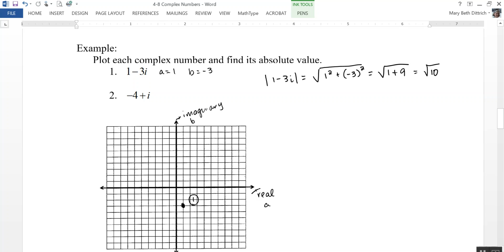Let's do number 2 here. I have the complex number -4 plus i, so a is equal to -4, and my b is equal to 1 since there's not a number in front of i. So that would be -4 on the real axis and up 1 on the imaginary axis, so that would be that point right there. Now to find its absolute value, the absolute value of -4 plus i is equal to the square root of a squared, which is -4 squared, plus 1 squared. -4 squared is 16, plus 1, so its absolute value is the square root of 17.